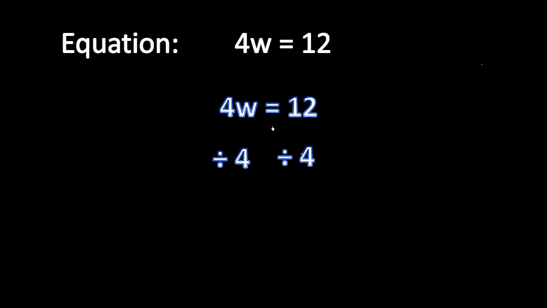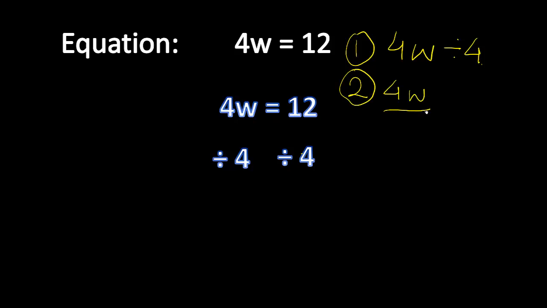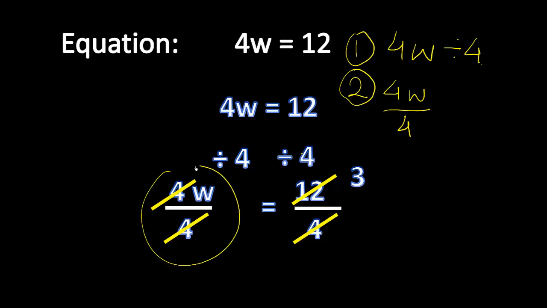Now if you don't know, I'm just going to tell you right now, there are two ways of writing the division symbol. The first one is the one we already know: 4w is equal to 4w divided by 4. This is the first way. And the second way, we can also write 4w as the numerator of a fraction and 4 as the denominator. This is the second way we can write the symbol of division. The same thing is written here.